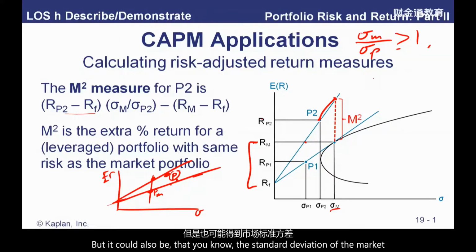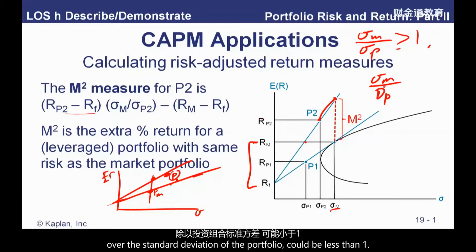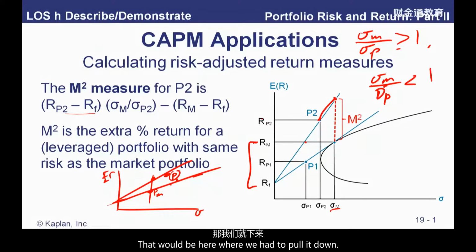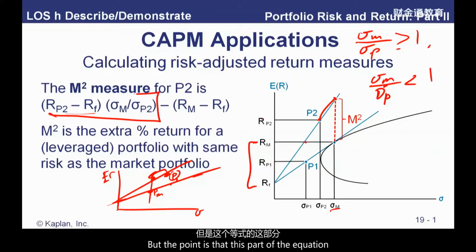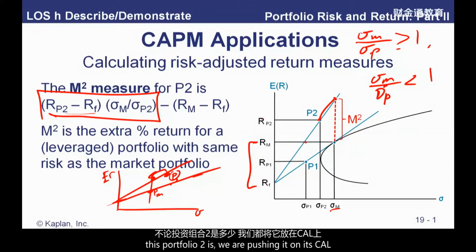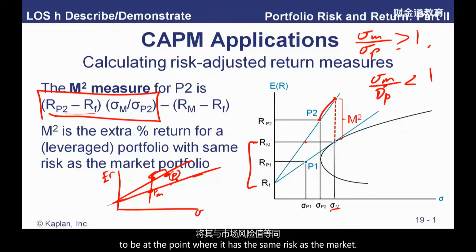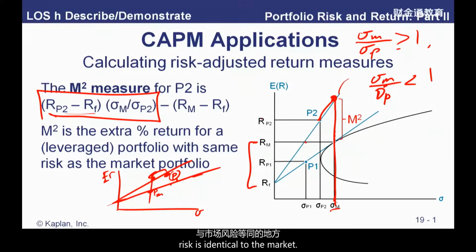But it could also be that the standard deviation of the market over the standard deviation of the portfolio could be less than 1. That would be here where we had to pull it down. But the point is that this part of the equation is isolating risk. And what that means is whatever this portfolio 2 is, we're pushing it on its call to be at the point where it has the same risk as the market. So we might have to come down, we might have to push up, but we're going to push it to the point where its risk is identical to the market.